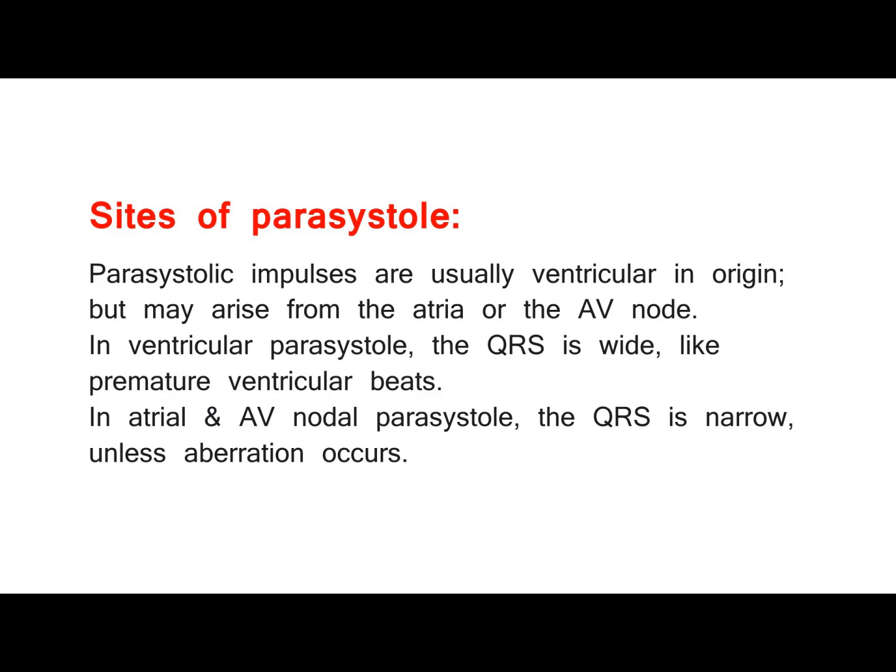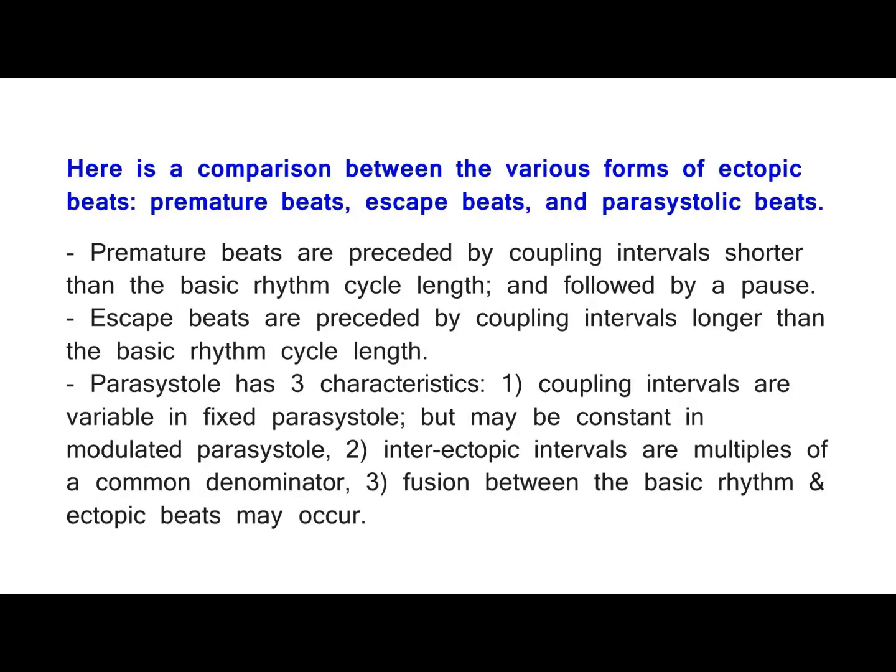Sites of parasystole. Parasystolic impulses are usually ventricular in origin, but may arise from the atria or the AV node. In ventricular parasystole, the QRS is wide, like premature ventricular beats. In atrial and AV nodal parasystole, the QRS is narrow, unless aberration occurs. Here is a comparison between the various forms of ectopic beats, premature beats, escape beats, and parasystolic beats.